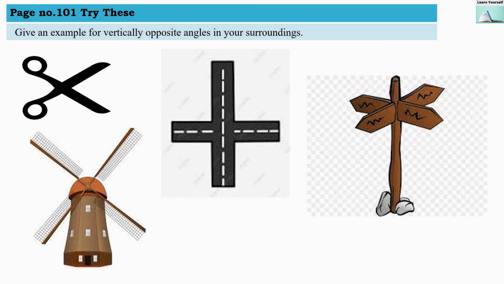Page number 101, try this sum. Give an example of vertically opposite angles in your surrounding. So here I have given some of the example. You can take pair of scissors where these angles are vertically opposite to each other. Also windmill, these angles are vertically opposite to each other. Crossroad, these angles are vertically opposite to each other. Then in fourth example, the road signs where these angles are vertically opposite to each other. So these are some of the examples where we can show that these angles are vertically opposite to each other, and that's why their measures will be same.